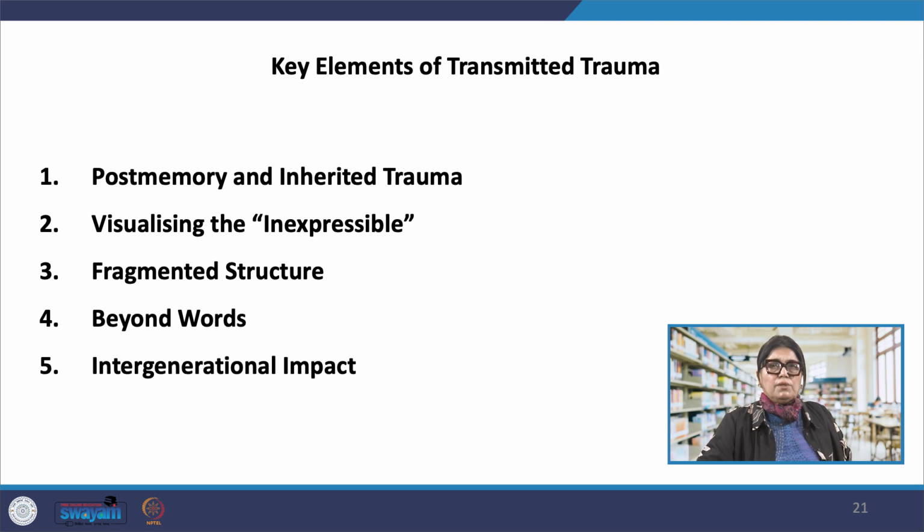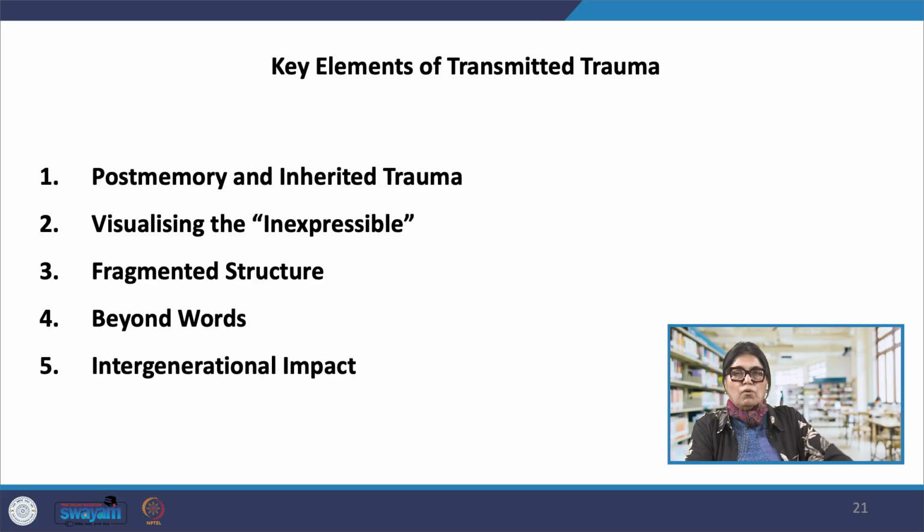Key elements of transmitted trauma in graphic memoir include postmemory and inherited trauma. Marianne Hirsch's concept of postmemory, the experience of those who grow up dominated by narratives that preceded their birth, is crucial. Works like Maus and Thi Bui's The Best We Could Do exemplify this by exploring how children of survivors inherit trauma-induced anxiety, guilt, and distorted family dynamics.